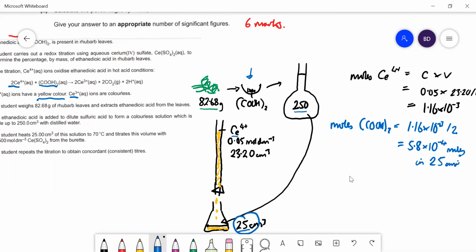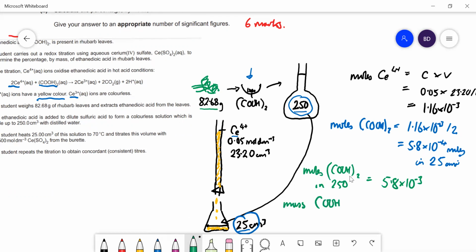here, but the total amount we had up here was 250, so therefore we're going to do the moles in 250. So moles of the ethane dioate in 250 is equal to, times that by 10, 5.8 times 10 to the minus 3. Okay, so we need to work out a mass of that now. So the mass is going to be that multiplied by the MR, moles times by the MR.